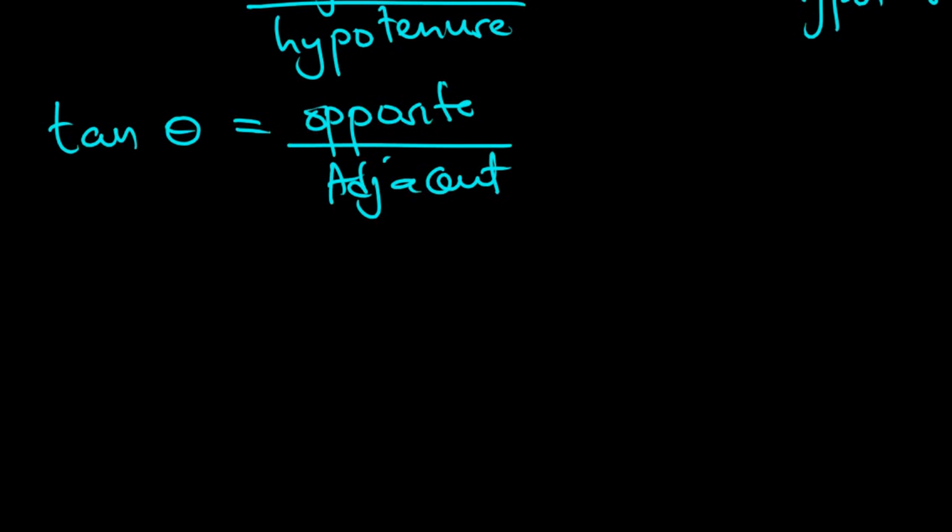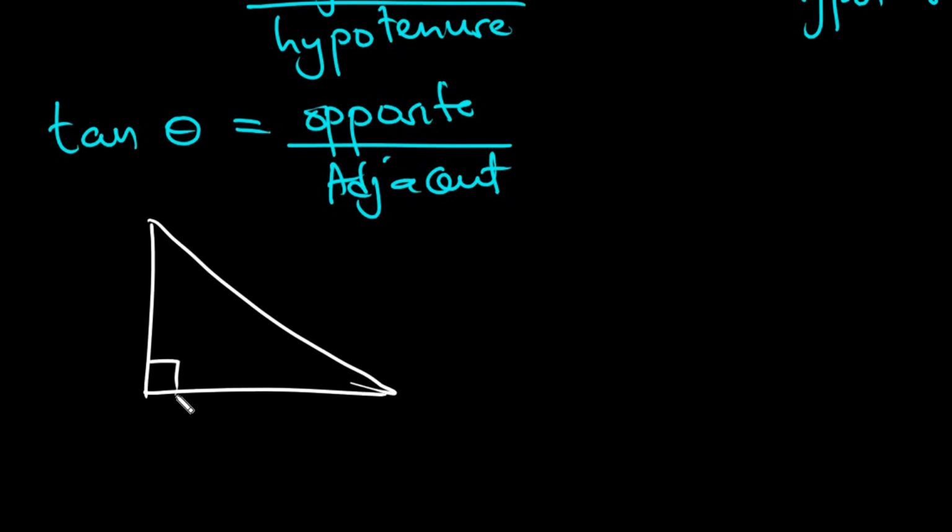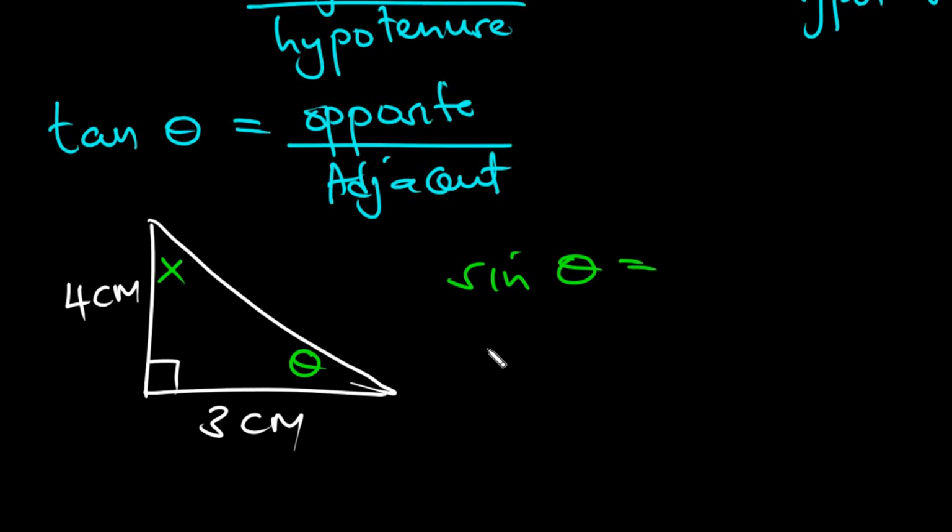Let us have a triangle, a right angled triangle, that way. Okay. And let's have this length as 3 centimeters and this one as 4 centimeters. And from that, let's try to work out. Okay, let's have this angle as theta and let's have this other angle, let me call it x. Let's work out the sine of theta, the cosine of theta, the tangent of theta.